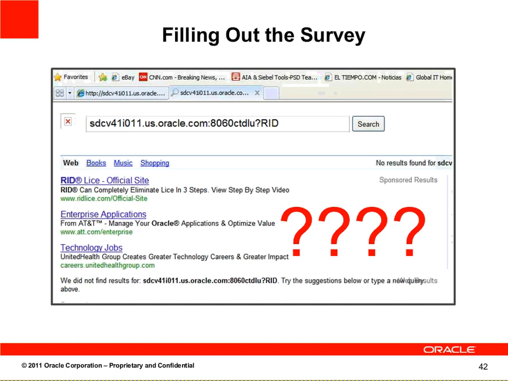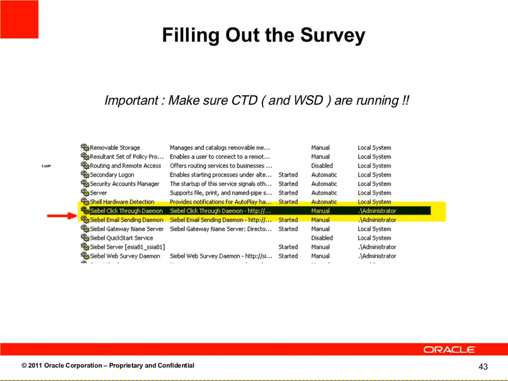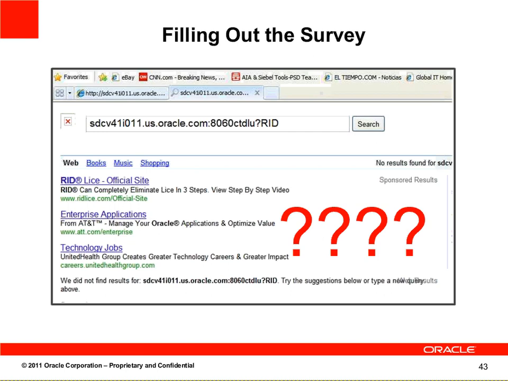And the reason for this problem is that landing pages rely on CTV. The actual URL is a trackable URL, which is handled by a different component of the email marketing server called the CTV, or the click-through daemon. In this case, the click-through daemon was not running. We can see here that it hasn't been started. So we need to start the click-through daemon to prevent this problem from happening.